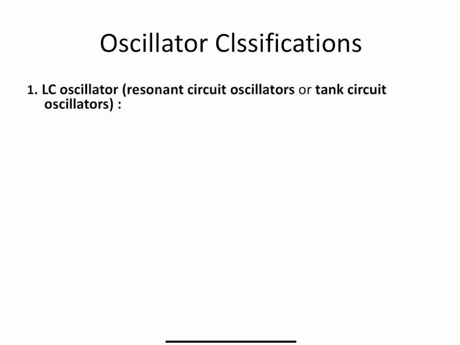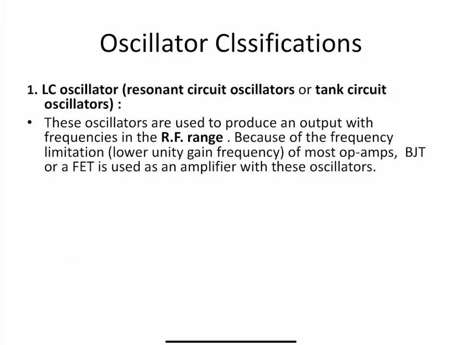Next is classification of oscillators, meaning types of oscillators. First is the LC oscillator. LC means in the frequency determining network, a tank circuit is used which consists of L and C components only. These oscillators are used to produce output within the RF, radio frequency, range. But because of the frequency limitation of most operational amplifiers, a BJT, bipolar junction transistor, or FET, field effect transistor, is used as the amplifier with these oscillators. In the case of LC oscillators, BJT and FET are mostly used as the amplifier instead of an op-amp.